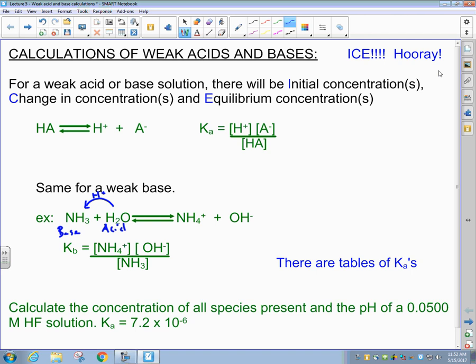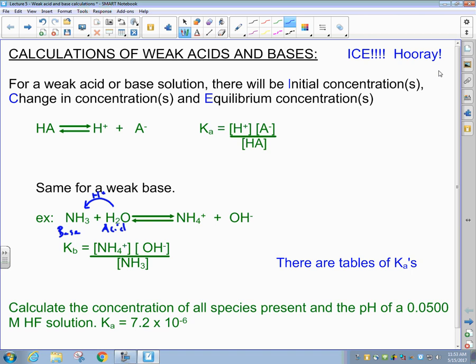Notice once again that the water is not included in the Kb expression. Water is in the liquid state and therefore does not have an impact on the law of mass action, our Kb expression. Let's go ahead and do a couple of practice problems.